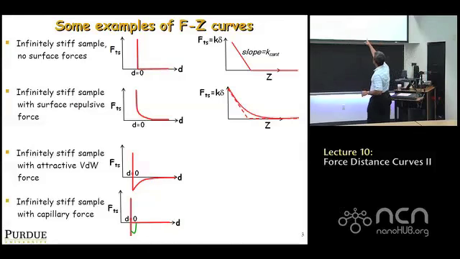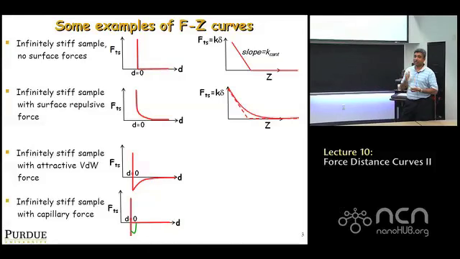So you have this kind of behavior, and again I've chosen D equal to 0 arbitrarily as some point where, let's say, contact occurs and you don't have van der Waals forces very active at that point. What would the FZ curve look like for this?